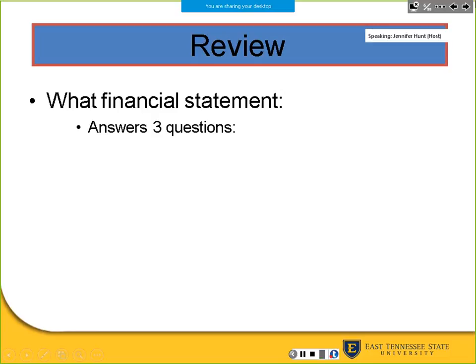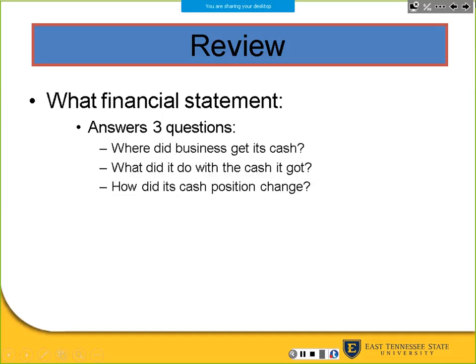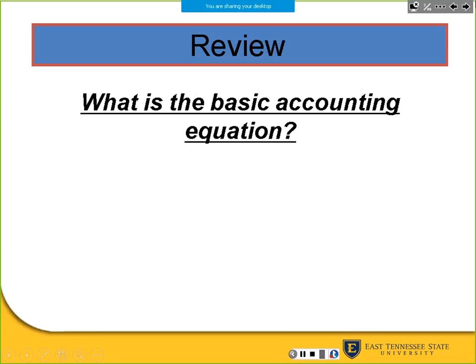So quick review. When we talk about financial statements, we said they answer 3 main questions. Which financial sheet is going to go over where a business gets its cash, what it did with the cash, and how it changed? The statement of cash flows, right? Cash flow tells us where we got it, what we did with it, and whether we got more or less, or how our position changed over the period.